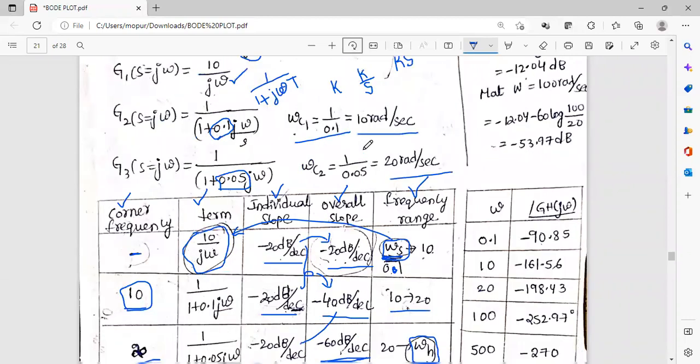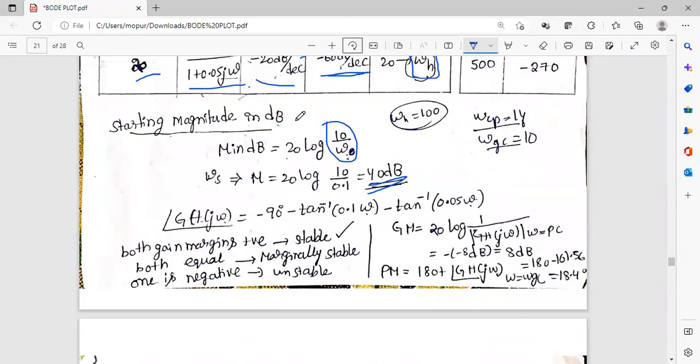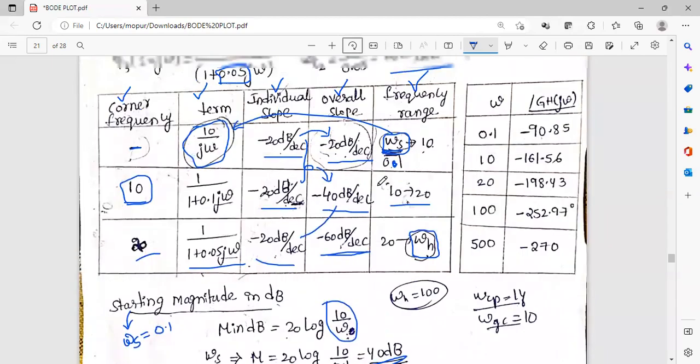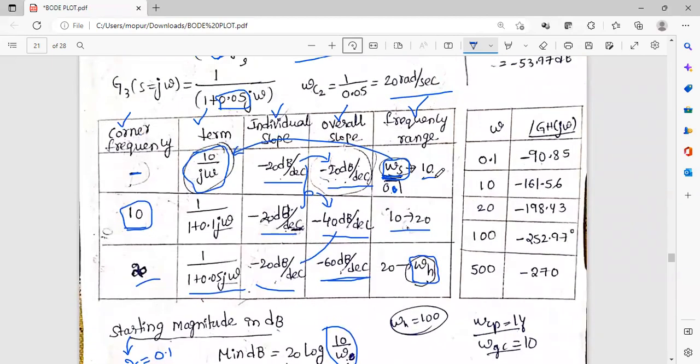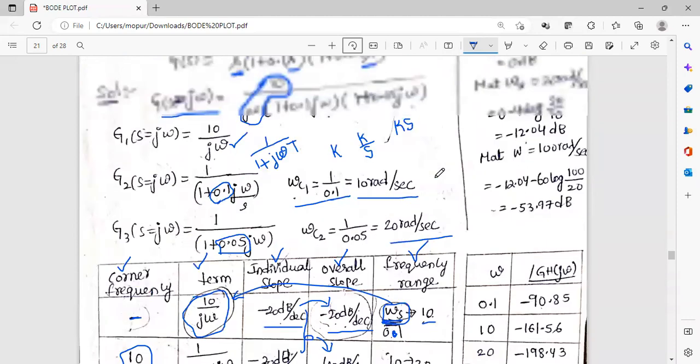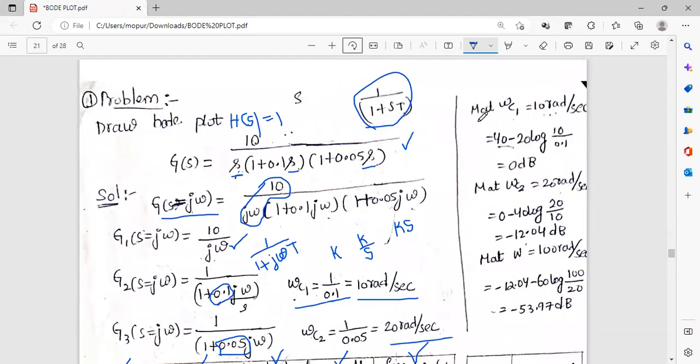So I had calculated the magnitude in decibels at the starting frequency, that is at omega s equal to 0.1. I got the magnitude as 40 dB. Now I want to get the magnitude at the next corner frequency. What is the next corner frequency? 10 is the next corner frequency. So I need to get the magnitude at omega equal to 10 radians per second.